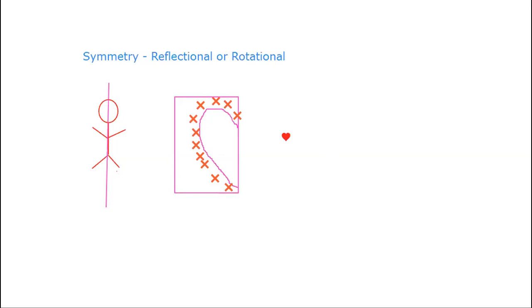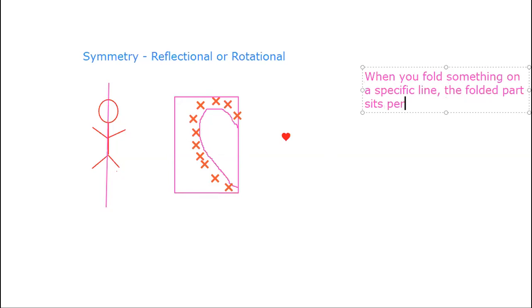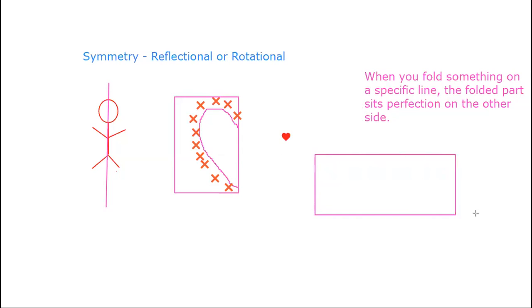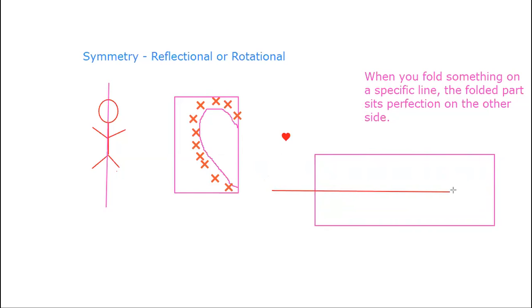So reflectional symmetry is when you fold something on a specific line, the folded part sits perfectly on the other side. So an example of a shape that we might think has some symmetry, which it would if we used this line. So if we use this reflectional symmetry line, axis of symmetry, and we folded it on that, yes, it would be identical. But I wonder if we use this line.